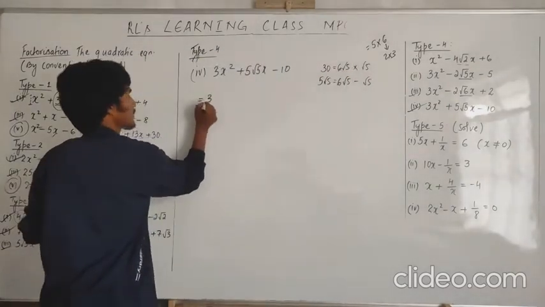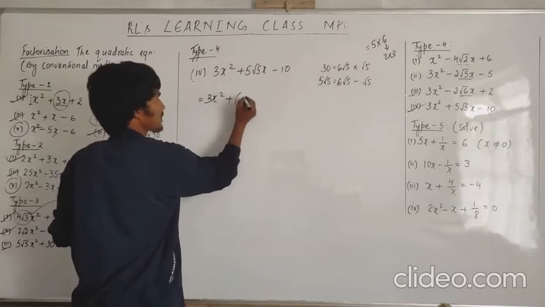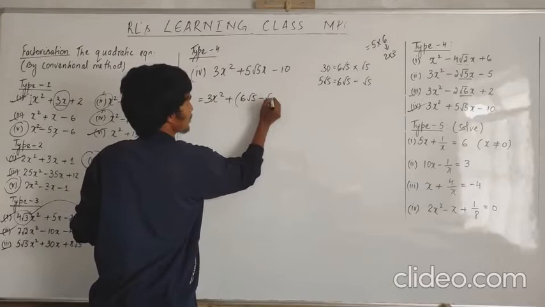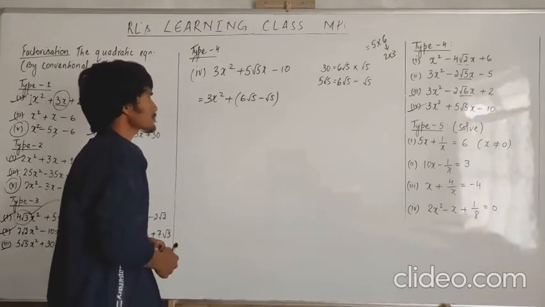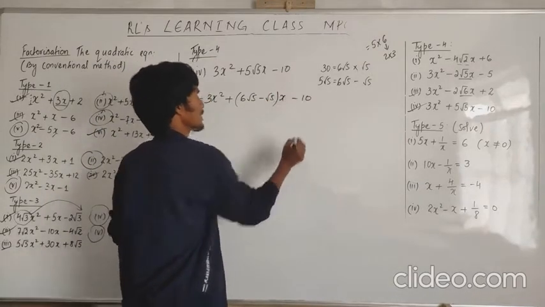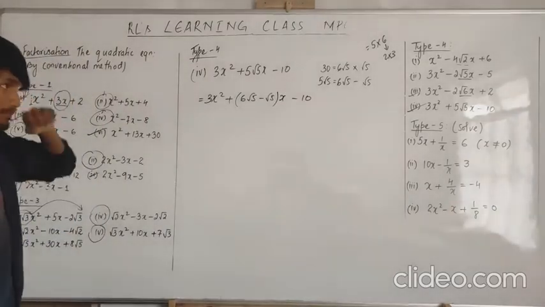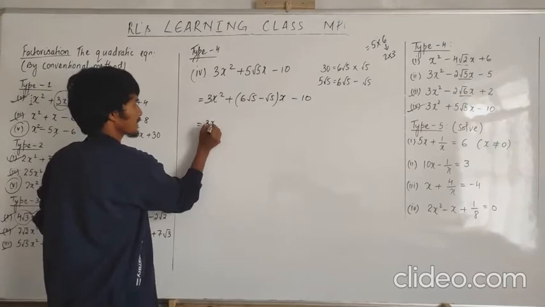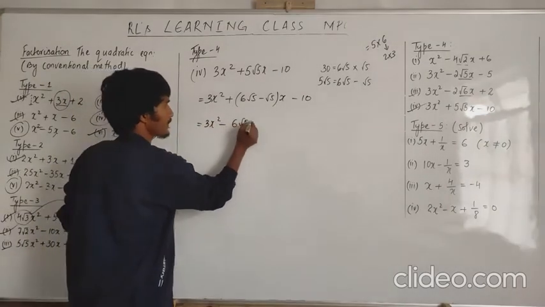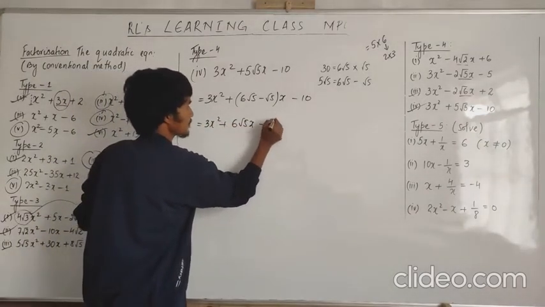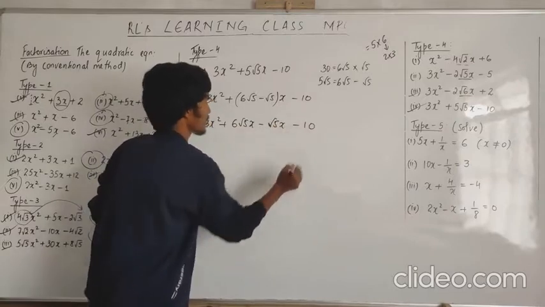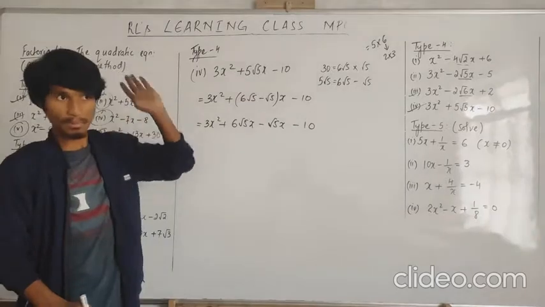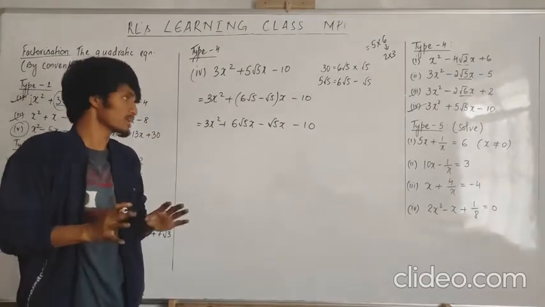Then here we can write 3x squared plus, now in place of this, I put here 6 root 5 minus root 5 x and minus 10. Then here we have 3x squared and 6 root 5x and minus root 5x minus 10. Okay, these are the same process like type 1, type 2, type 3 only. That's why I didn't explain properly.